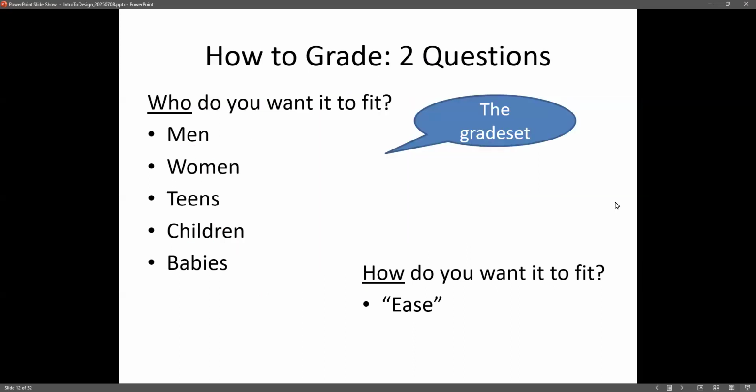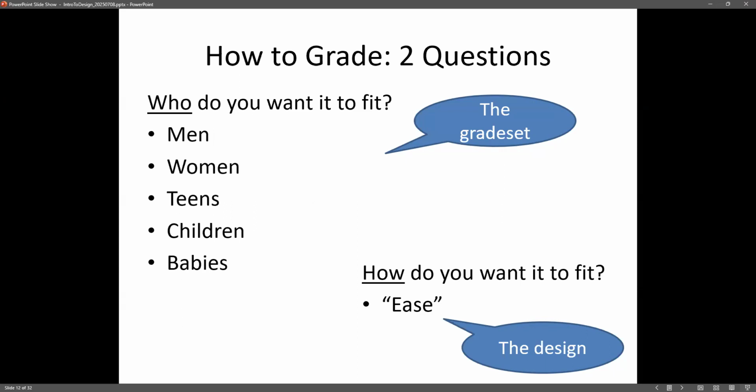The answer to who is a grade set. What's a grade set? A grade set is a set of body measurements. The answer to how is design. Do I want the thing to fit tight? Do I want it to fit loose? Do I want the sleeves to be long? Do I want the sleeves to be short? Is it oversized, really loose? Is it only slightly loose? All of those decisions.